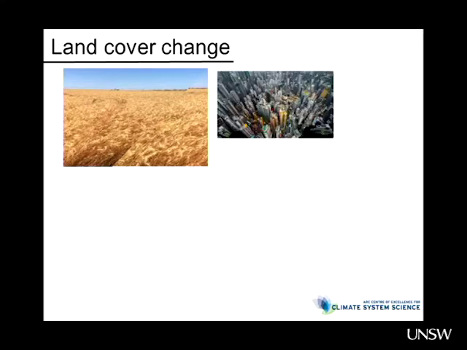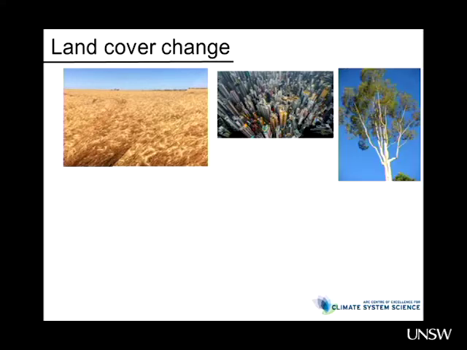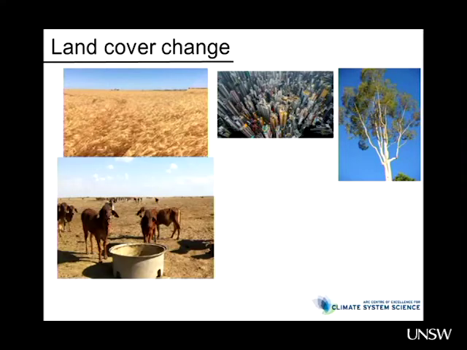So it's not natural. This is also not a natural landscape. This is an Asian city, and that does not interact with the atmosphere in the same way as a tropical forest would. This is a natural kind of vegetation. This is my favourite tree. It's a eucalypt. And eucalypts behave very differently, we think, to many northern hemisphere vegetation types.